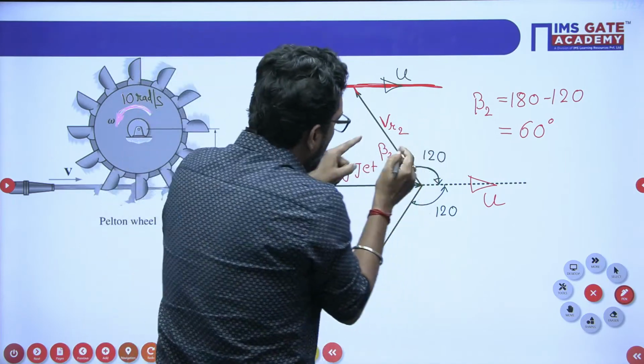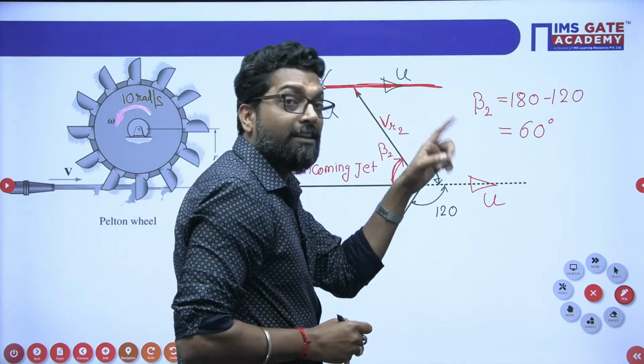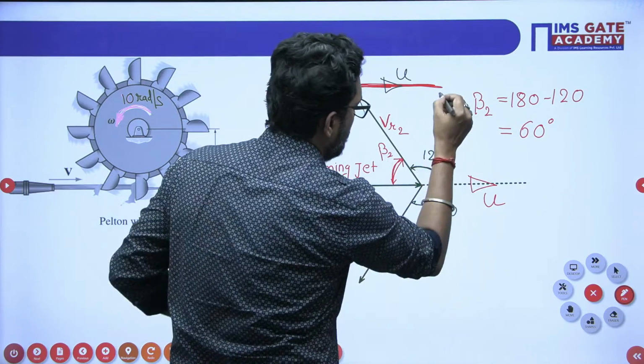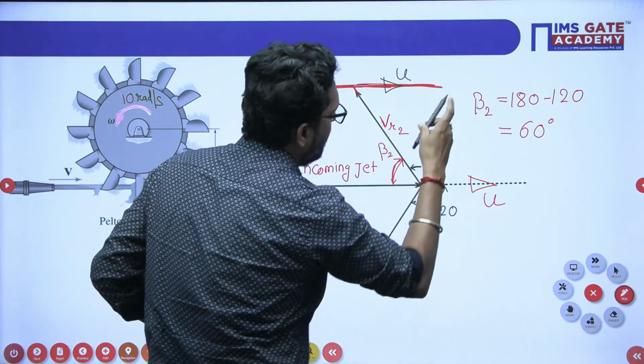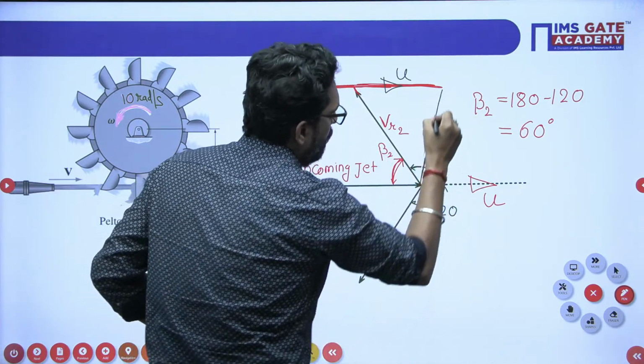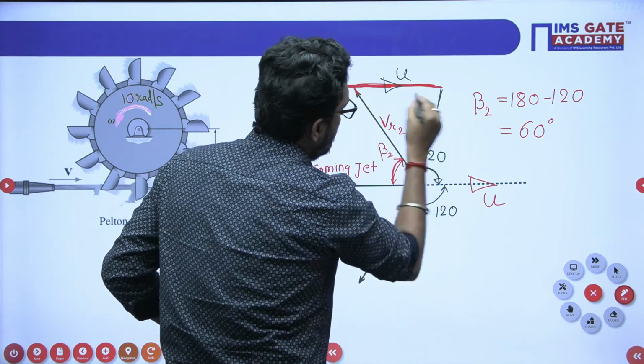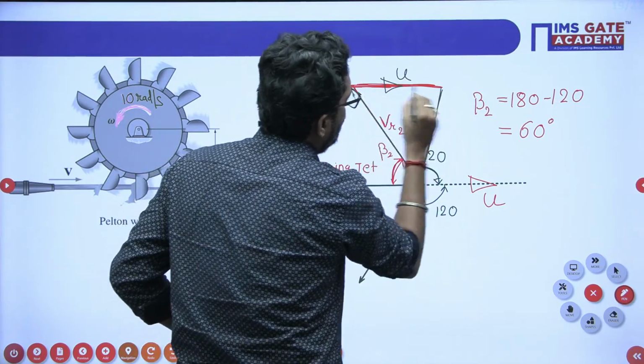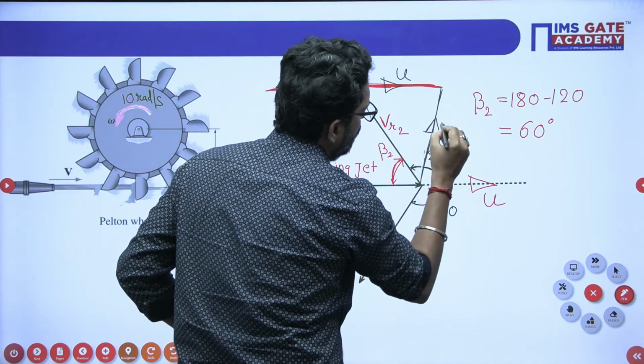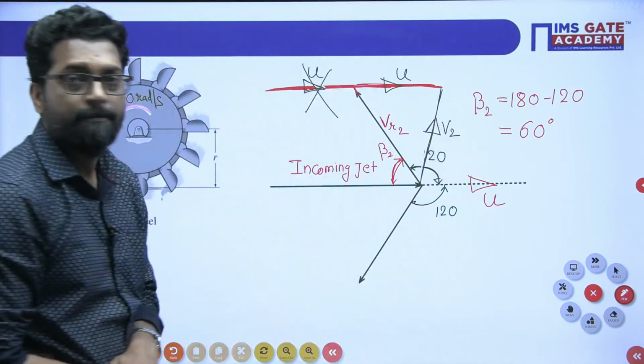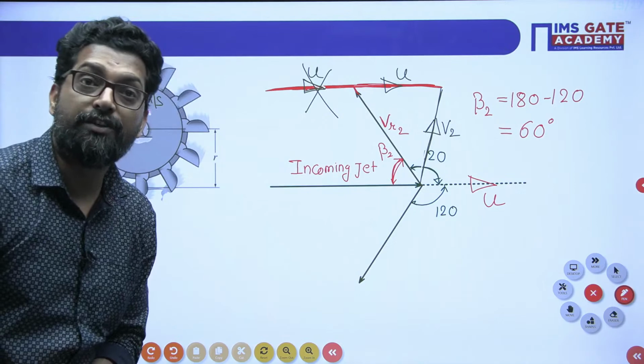Now, what about V? V is in the opposite sense. If you draw this diagram here, this is the line of action of V. So with U and VR2, this is your V2.